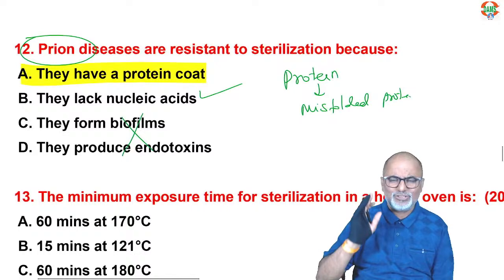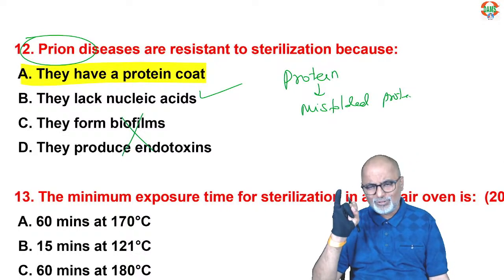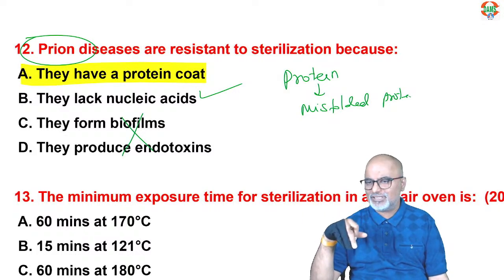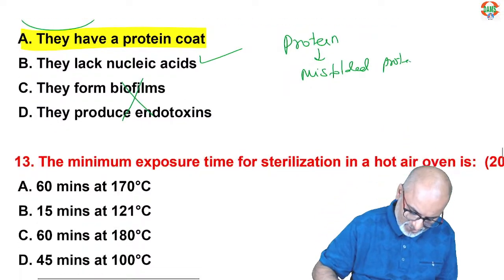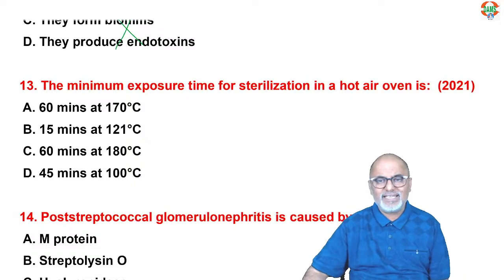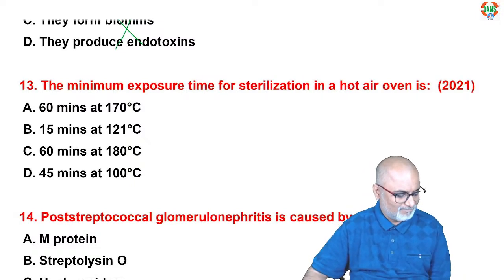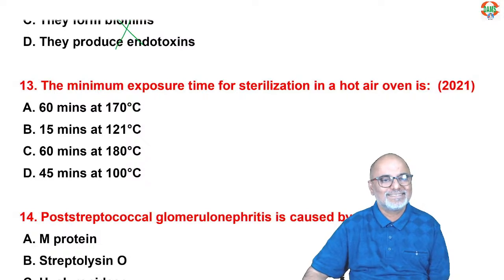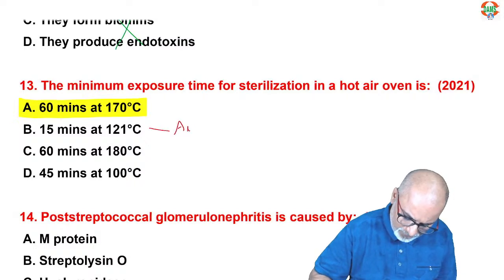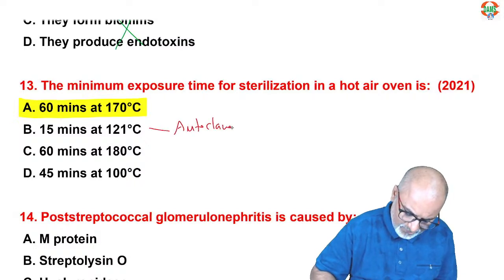Next, we are getting questions on sterilization and disinfection. We got a question on hepatitis, on parasites, and on sterilization and disinfection. See here. The minimum exposure time for hot air oven is 170 degrees for 1 hour. 15 minutes at 120 is autoclave. Same hot air oven, 180 degrees for 30 minutes.